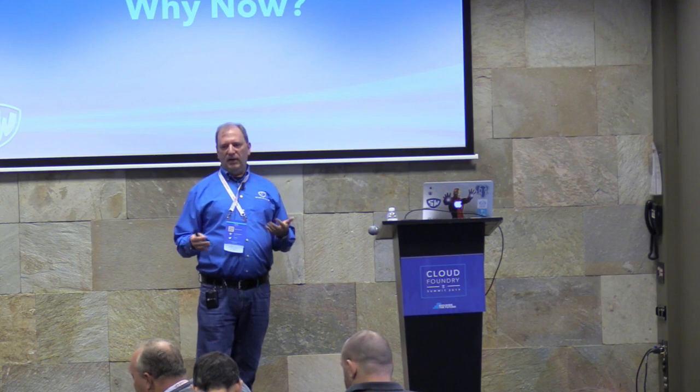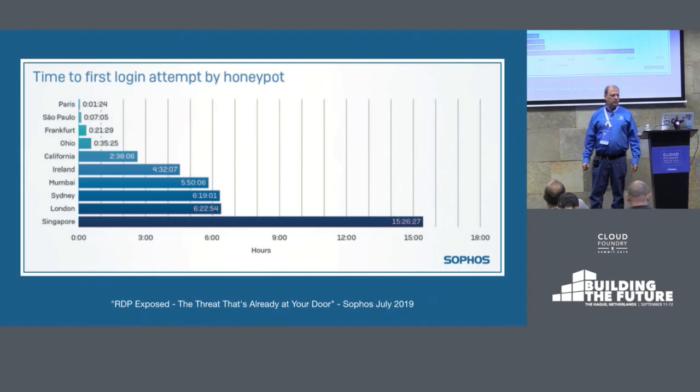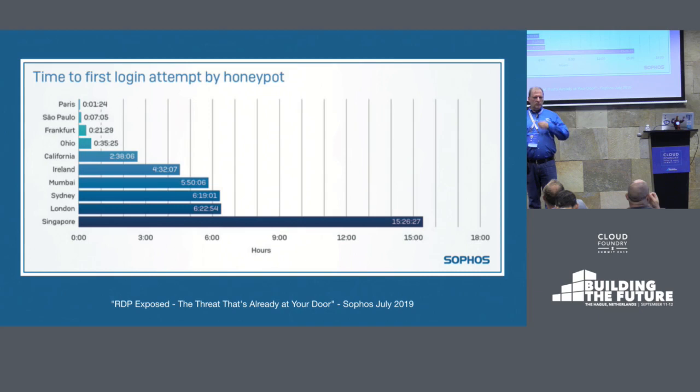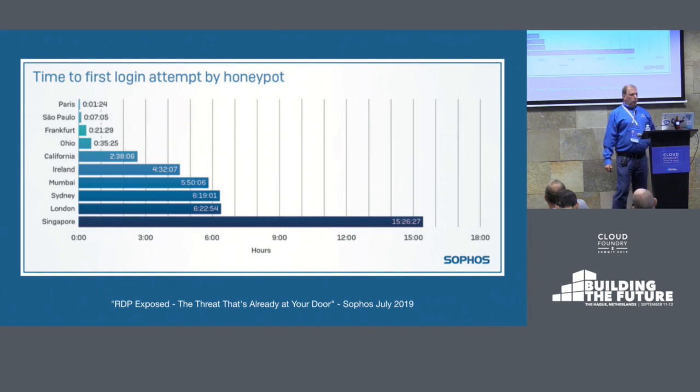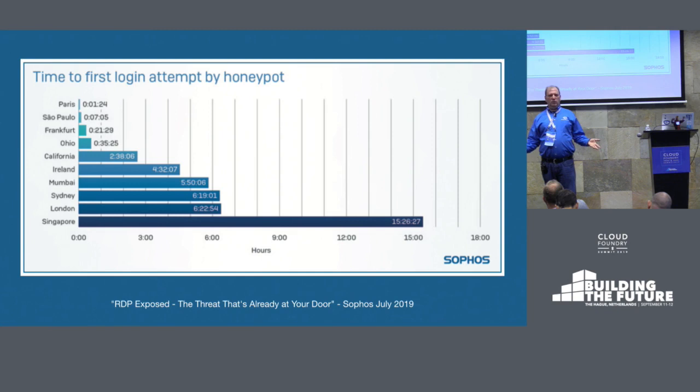And this came out in July. So Sophos did a little test. They set up 10 honeypot Windows machines with RDP turned on, remote desktop protocol, and they just left them, seeing what happened. Within 2 minutes, the first one was found. Within 15 hours, all 10 of these honeypots were found. People were poking at them, trying logins and stuff.